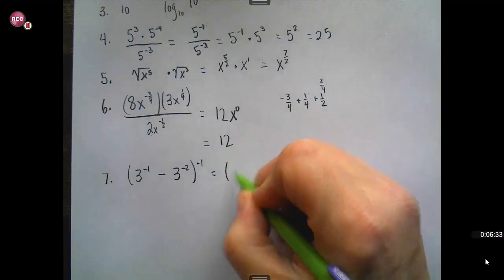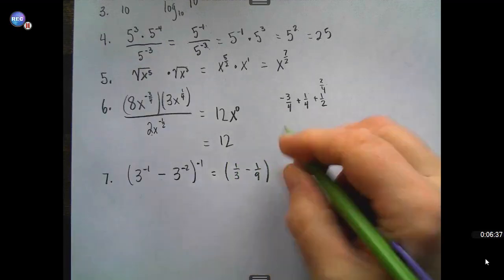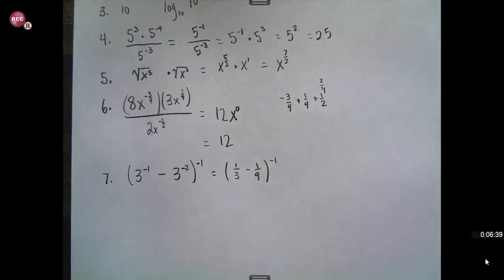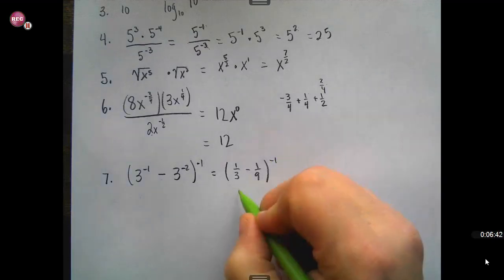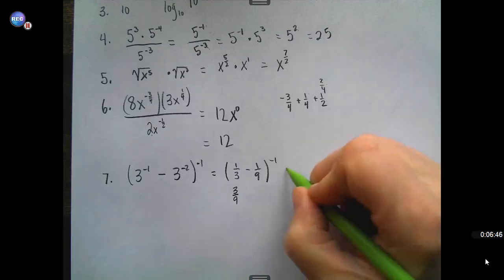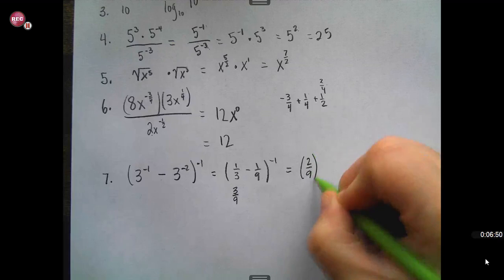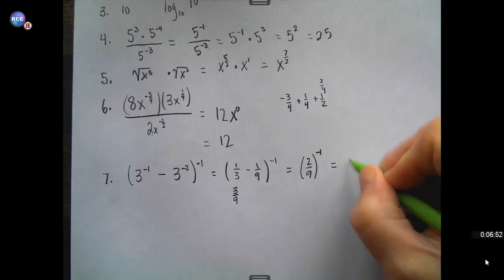So I rewrite this as 1/3 minus 1/9 to the -1. And 1/3 is 3/9, and 3/9 minus 1/9 is 2/9. And that's all to the -1, so that is 9/2.